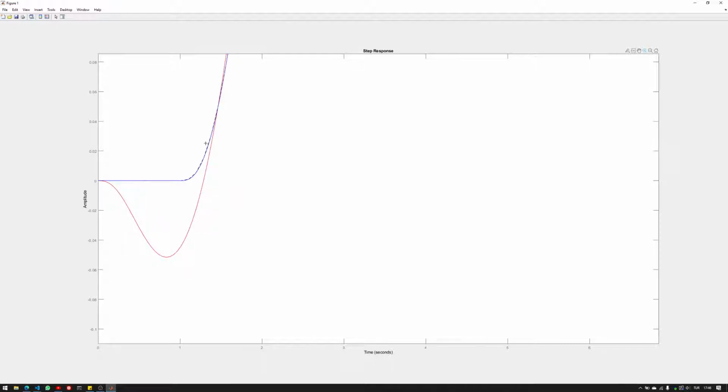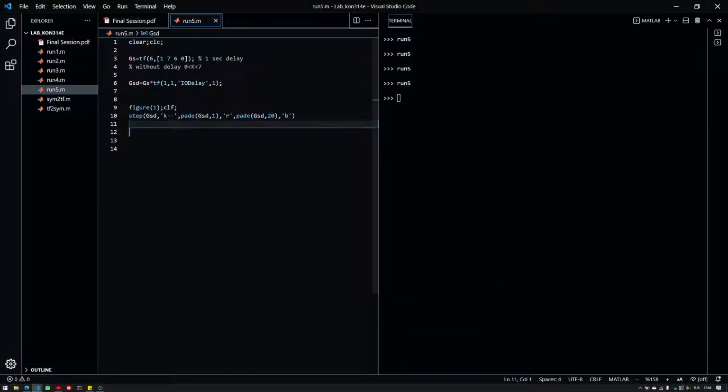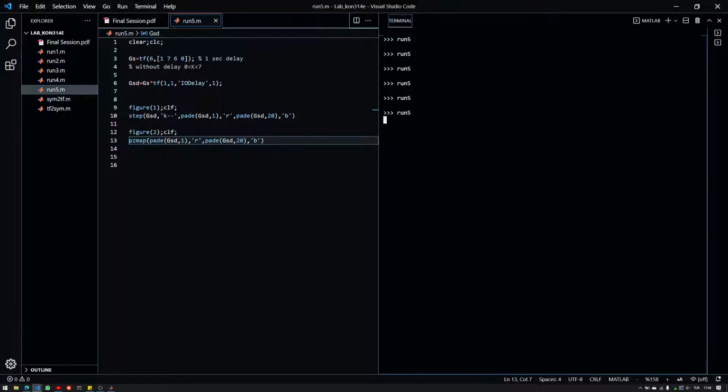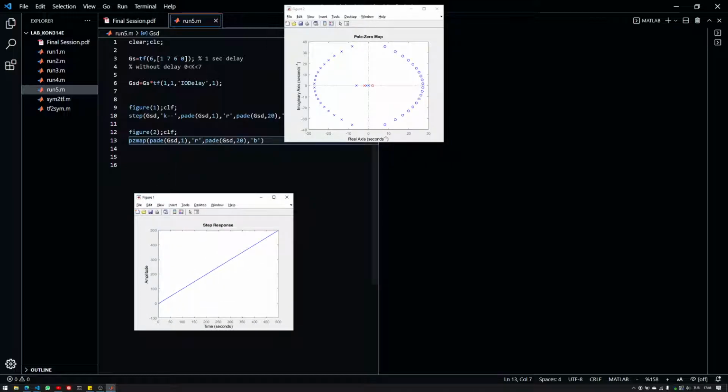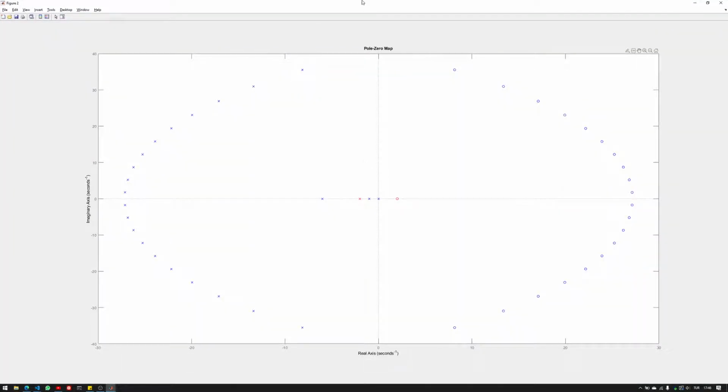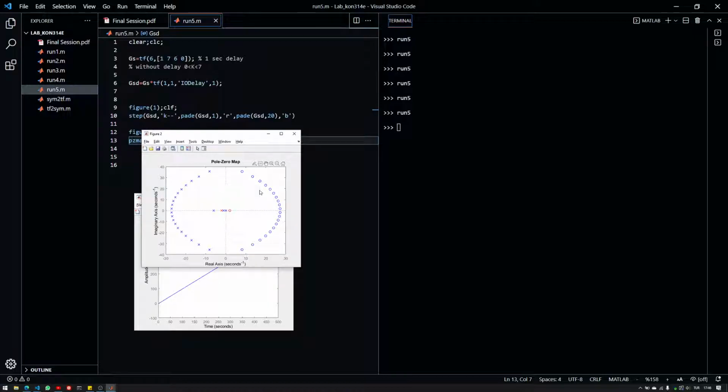So the similarity between the blue one and the dashed black one, there are still some minor differences, but it's way better than the first order one. But if you also look at the pole-zero map here, you'll see that the 20th order Padé approximation has too many poles and zeros.